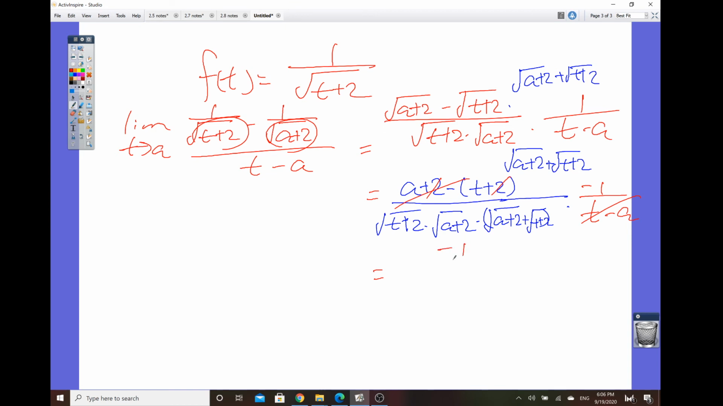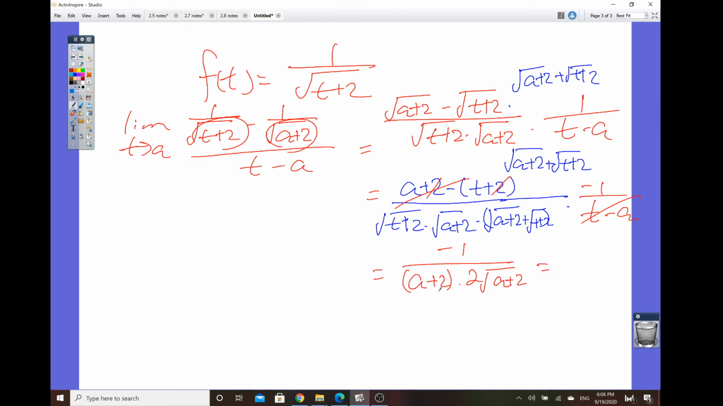So we've got -1 over, well, there are no more restrictions, so we can just plug in that a for t. So a plus 2 times the square root of a plus 2, that's just a plus 2. And this one is the same thing, root a plus 2 plus root a plus 2, which is 2 root a plus 2.